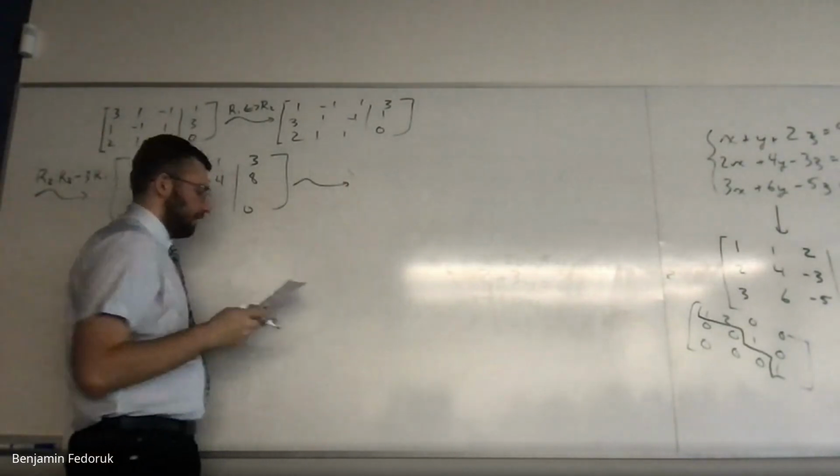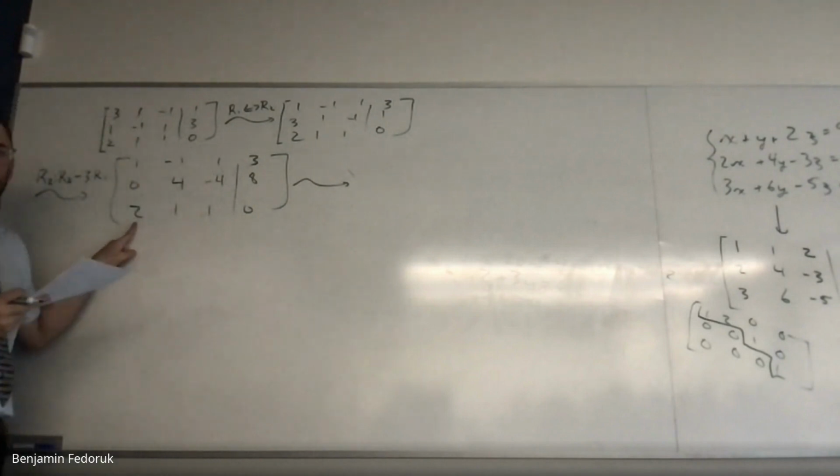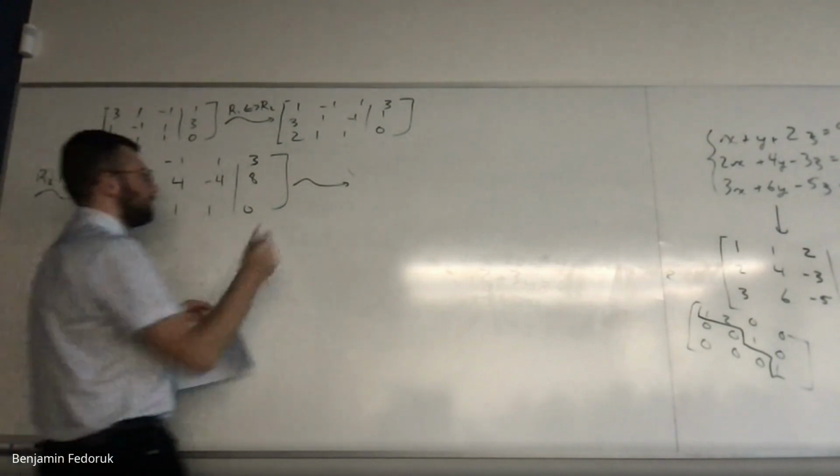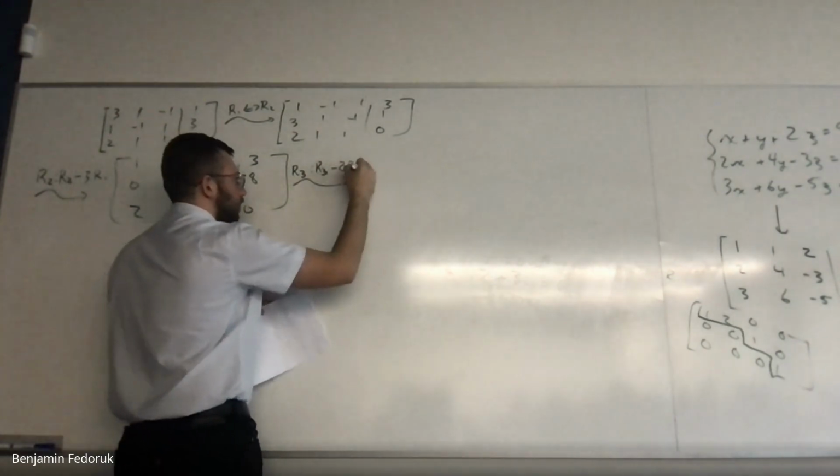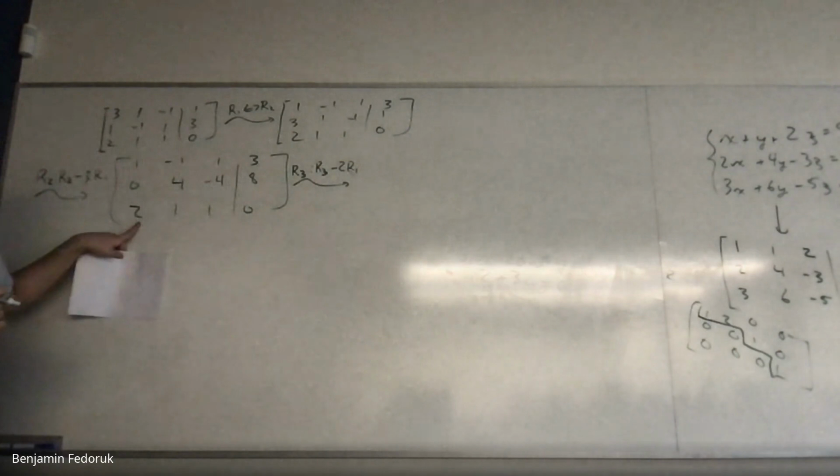Next step. Maybe I'll try and get rid of that 2 and make it a 0. I'm going to do almost the exact same thing. So now in row 3, doing row 3 minus 2 row 1. That'll get rid of that 2, right?